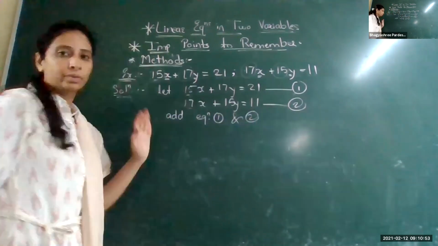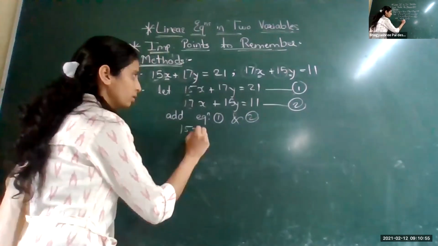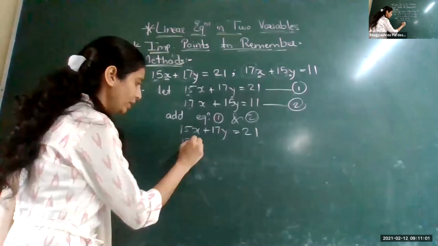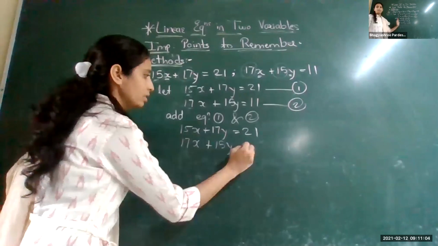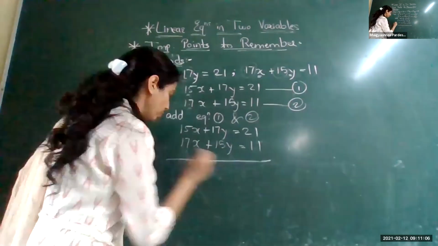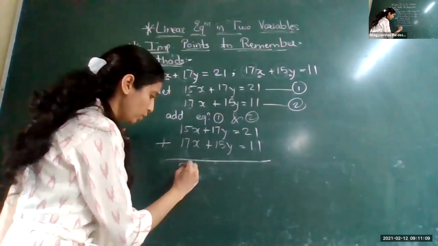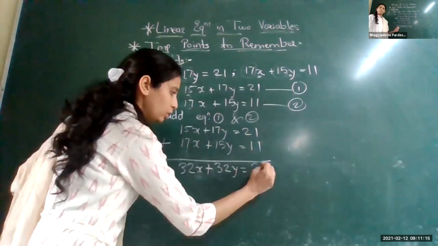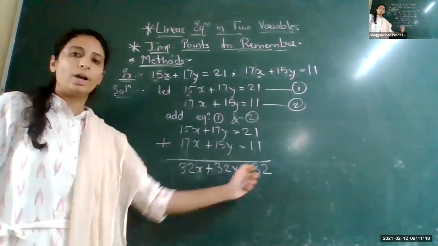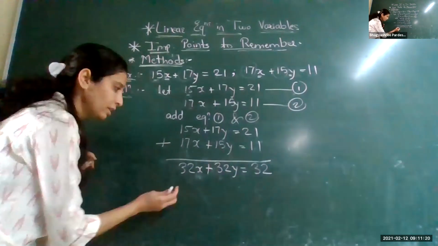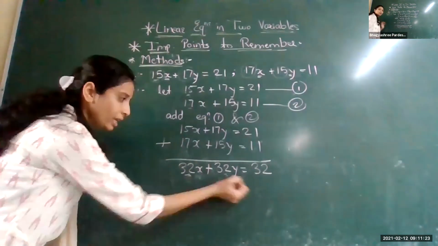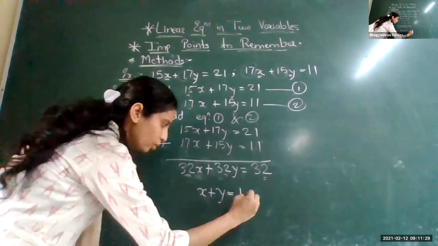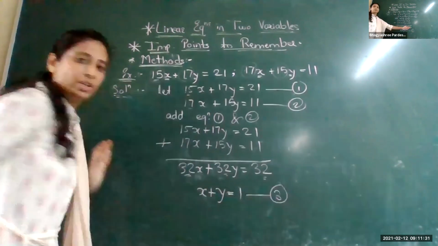So I'm adding these two. It is 15x plus 17y is equal to 21. Next, 17x plus 15y is equal to 11. Just add these two equations. So what do we get here? It is 32x plus 32y, and this is equal to 32. Now just simplify this. Since 32 is common everywhere, we divide by 32. So we get x plus y is equal to 1. Now this is your next equation, equation number 3.